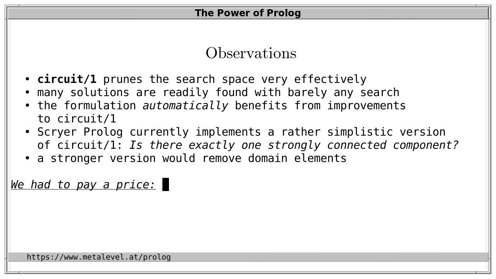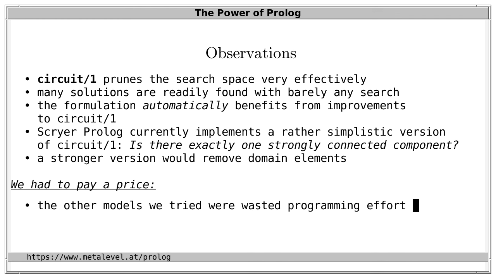And we also noticed that we had to pay a price. First, the other models we tried were wasted effort, or at least partly wasted, because we have reused a few ideas. But only the last model we tried actually found solutions. Luckily, Prolog makes it easy to try different models. It lets us write programs quickly.